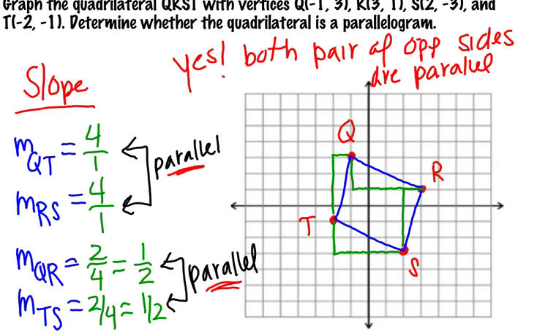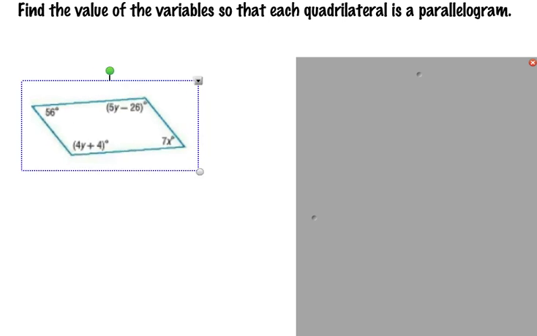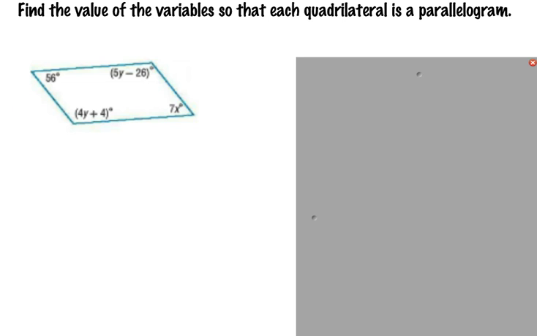And then, of course, in geometry, always just throw in some algebra, so that's what we're going to end with today. It says find the value of the variable so that each quadrilateral is a parallelogram. So here, we just kind of get to pick what we want to do. We're working with angles. Remember that opposite angles are congruent. So let's just start with a little bit easier one. I know that 56 is equal to 7x. 7x equals 56. Now what, kids? Well, I hope you're thinking you're dividing out. So x equals 8.